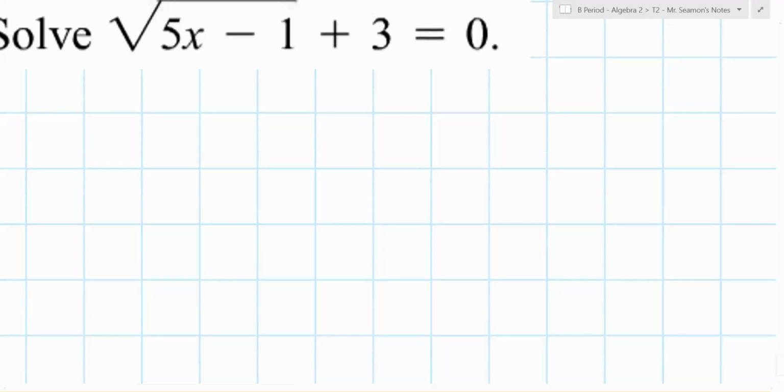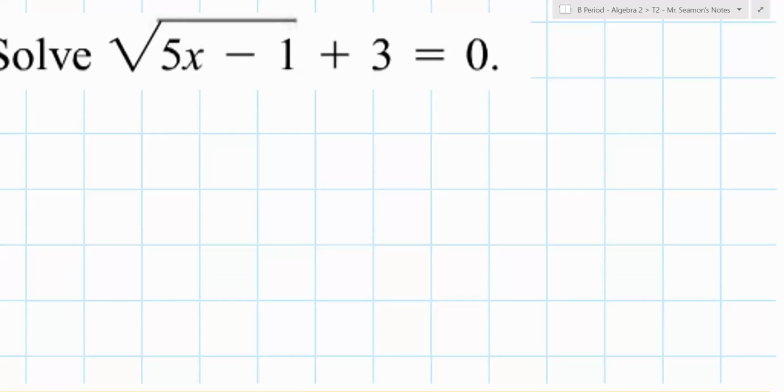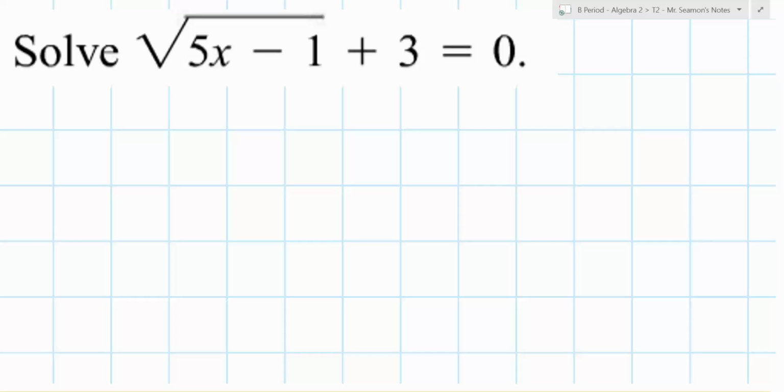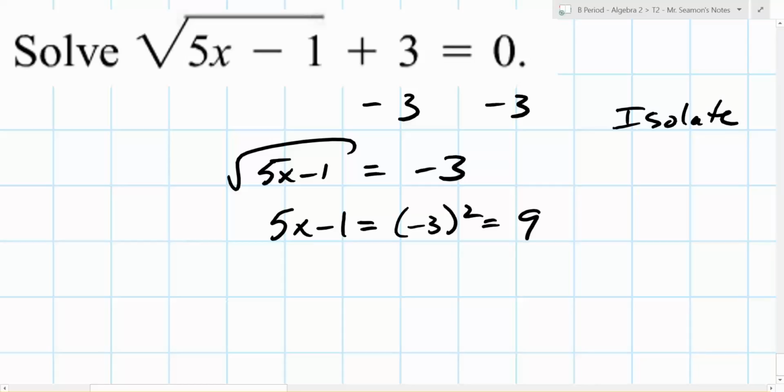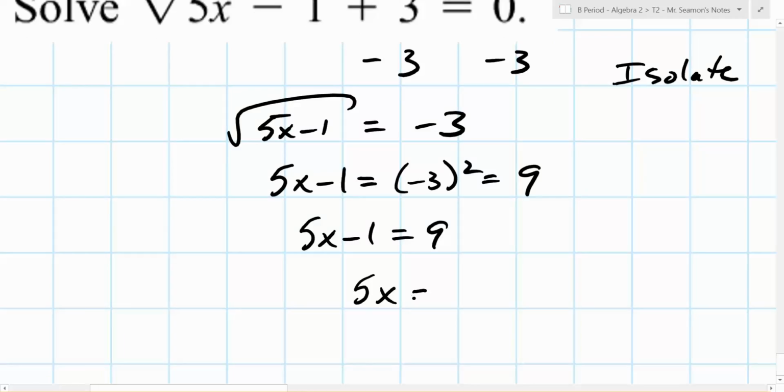So let's take a look at this one. What's slightly different about this one? Equaling 0 is okay. That's the plus 3. So what do you do first? Subtract the plus 3. So you get the square root of 5x minus 1 is equal to negative 3. Why did we do that? Because what was step 1? Isolate the radical. Exactly. So now what do we do to both sides? Square. So 5x minus 1 is equal to negative 3 squared, which is 9. So 5x minus 1 is equal to 9. What should I do to both sides? Subtract 1. Oh, so what does x equal? 2.